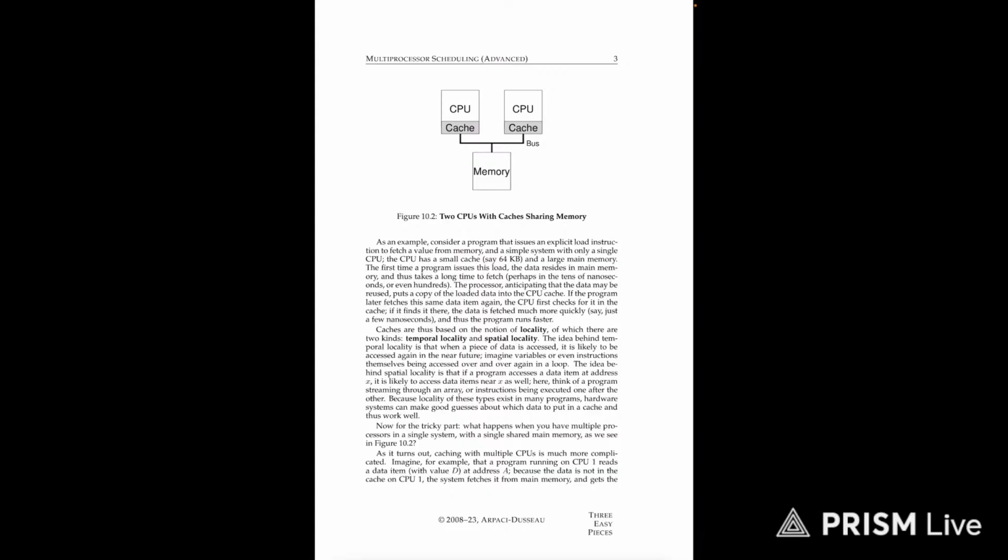As an example, consider a program that issues an explicit load instruction to fetch a value from memory, in a simple system with only a single CPU. The CPU has a small cache, say 64 KB, and a large main memory. The first time a program issues this load, the data resides in the main memory and thus takes a long time to fetch, perhaps in the tens of nanoseconds or even hundreds.